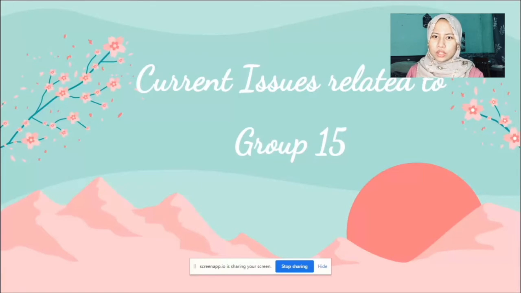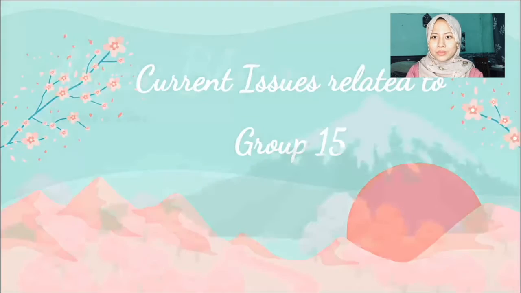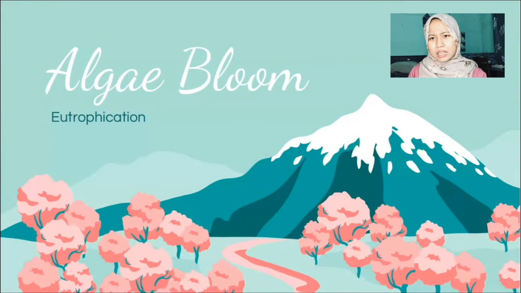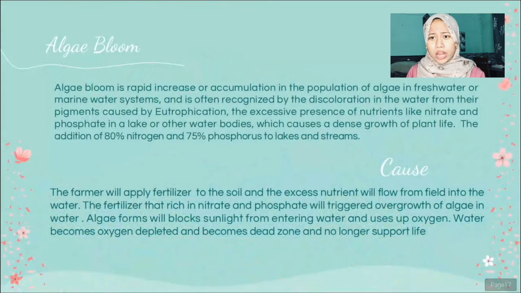For my part, I will talk about a current issue related to group 15, nitrogen and phosphorus. We from group 2 decided to choose algae bloom and acid rain. First of all, the phenomenon of algae bloom is a rapid increase or accumulation in the population of algae in a freshwater or marine water system. This algae bloom is caused by eutrophication. It is because of the excessive presence of nutrients like nitrate and phosphate in a lake or water, which leads to dense growth of plant life.